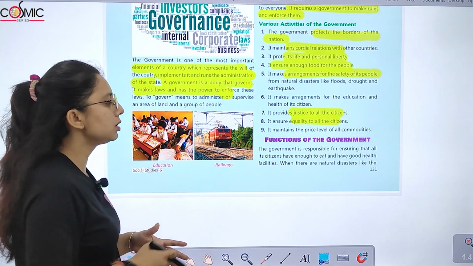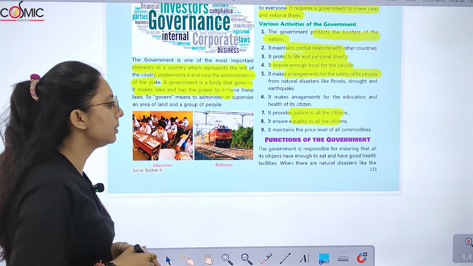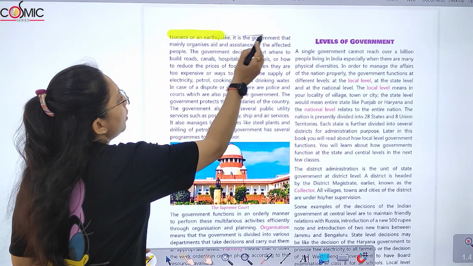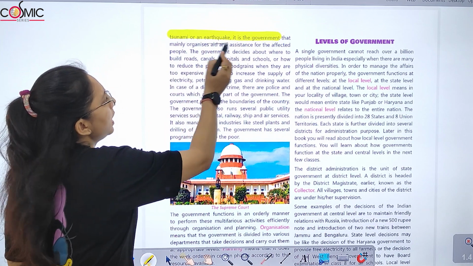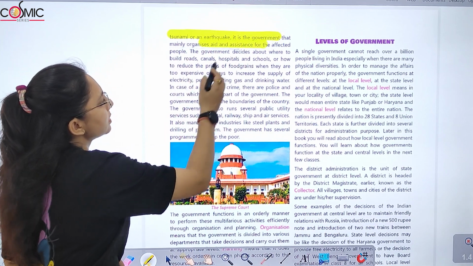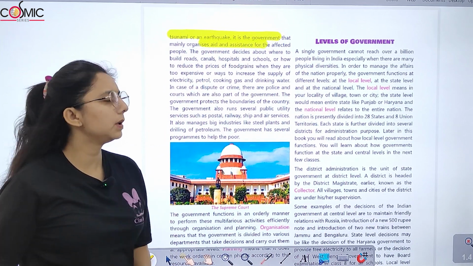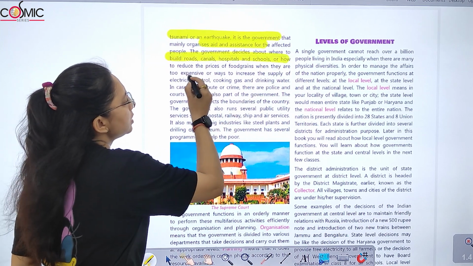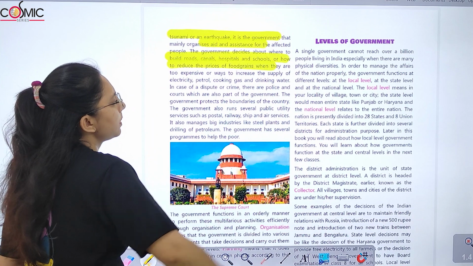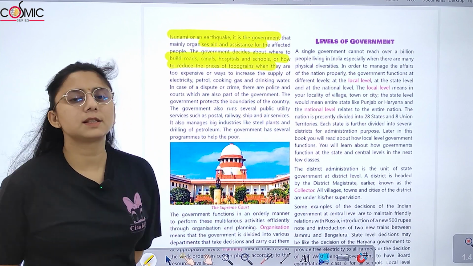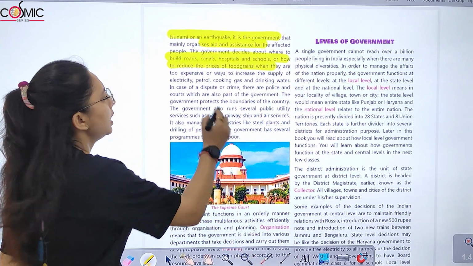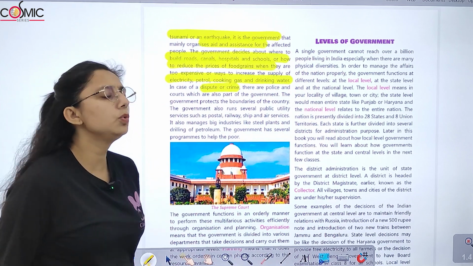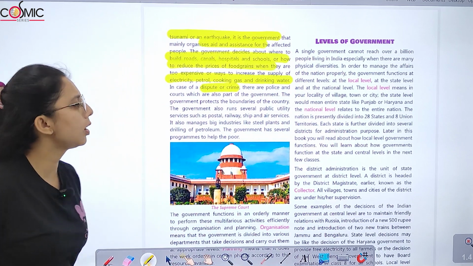Right. What are the functions of the government? The government is responsible for ensuring citizens are helped in the time of earthquake, tsunami, and so on, and mainly organizes assistance for the affected people. And the government decides where to build roads, canals, hospitals, schools, or how to reduce the prices of food grains when they are expensive, and ways to increase the supply of electricity, petrol, cooking gas, drinking water. And if there are any disputes or crimes, it solves them too.